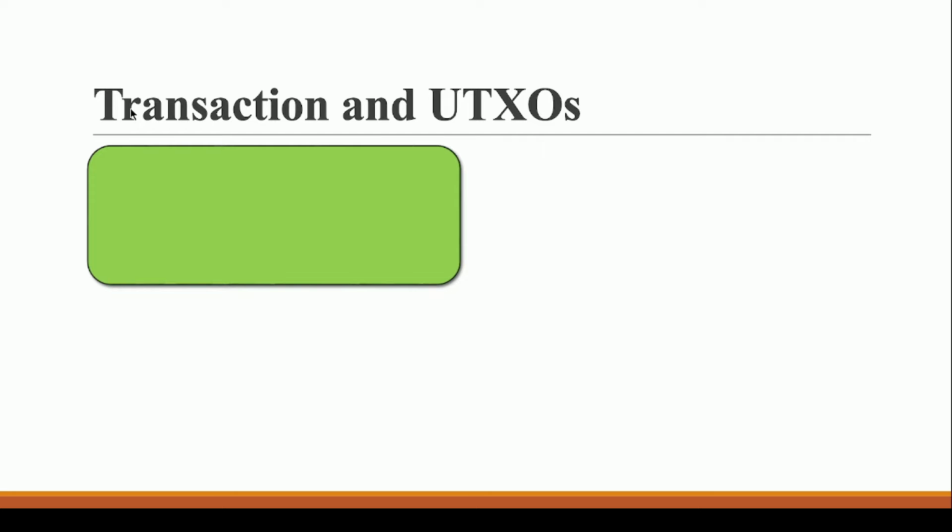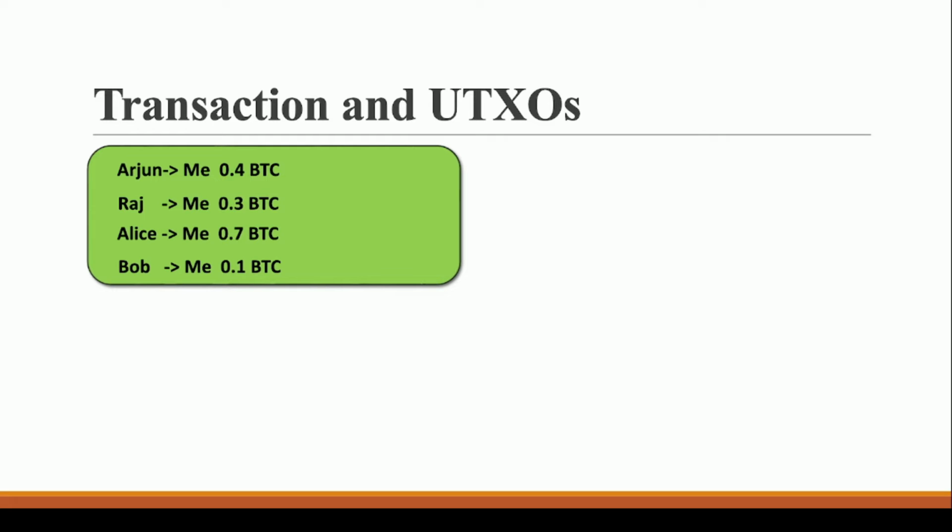Let's say one of my friends, Arjun, transferred 0.4 Bitcoin to me. In the same way, my friend Raj also sent me 0.3 Bitcoin, and so did Alice and Bob. So here you can see that all these people, Arjun, Raj, Alice, Bob, have sent me some amount of Bitcoin. And these transactions that you are seeing on your screen are basically called UTXOs. Now, what is the full form of UTXO? These are unspent transaction outputs, or you can call them UTXOs.